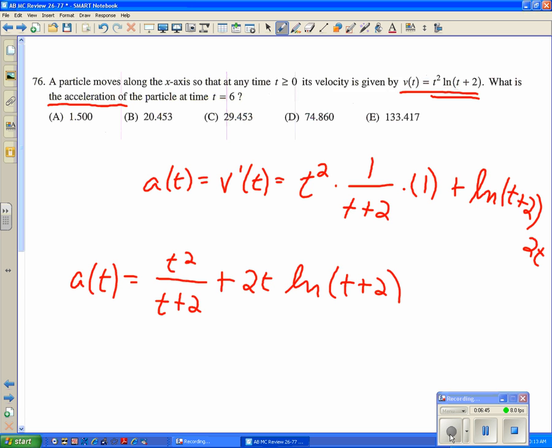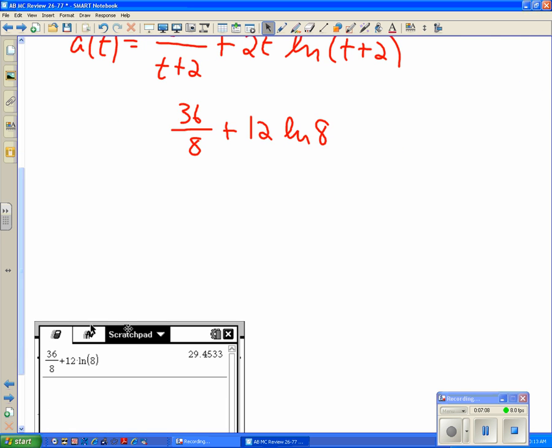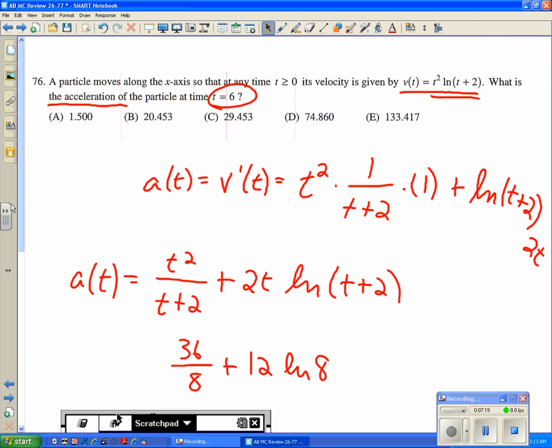Now we're asked to find the derivative at time 6, that is the acceleration, the derivative of velocity. So we've got 36 over 8 plus 2 times 6 is 12, natural log 8. And this is where I would go to the calculator, and right below here I've done that work ahead of time. So 36 over 8 plus 12 times the natural log of 8 gives us 29.453. And C is clearly the answer to this problem 76.